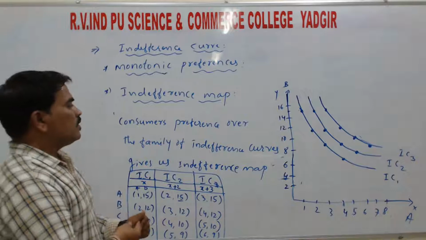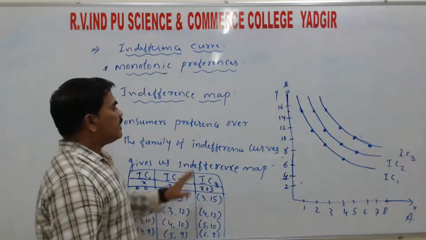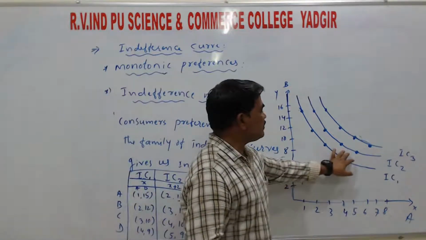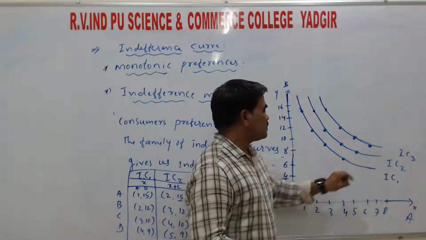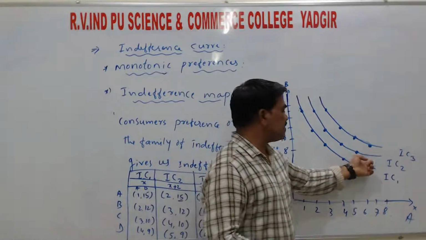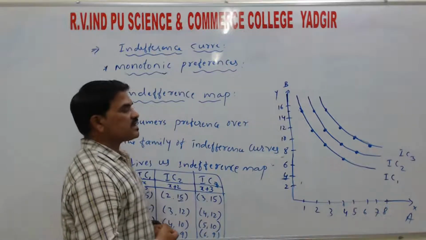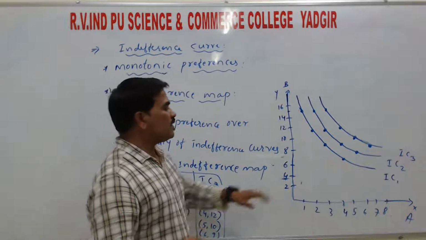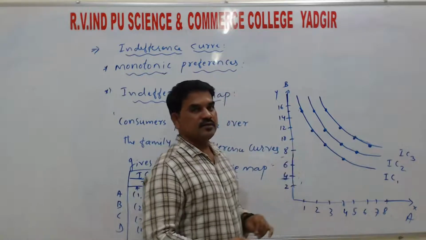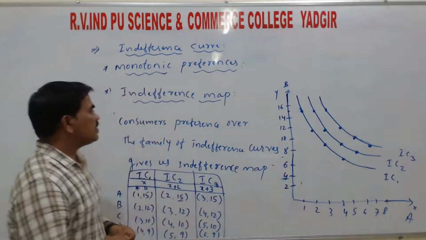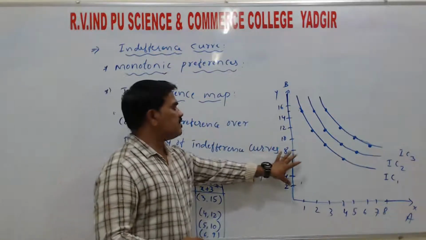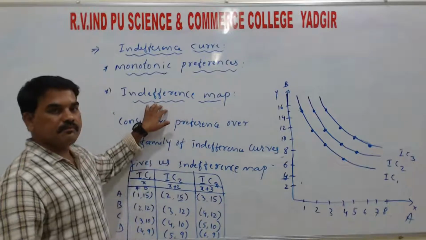Okay. Now we have a family of indifference curves. So this is the first indifference curve, second indifference curve, third indifference curve. So what is the consumer's preference over these families of indifference curves? All together, we will call it the indifference map.